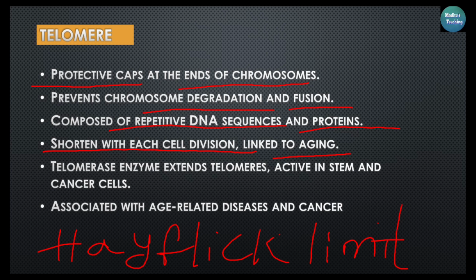So the shortening of telomere can lead to cell aging, and this leads to cell senescence or cell death. So there is an enzyme known as telomerase which can extend the telomeres by adding the repetitive nucleotide sequences to the telomeres to prevent the shortening of telomere during the cell division, and it is associated with the age-related diseases and cancer. Shortening of telomere is linked to the age-related diseases and cancer.